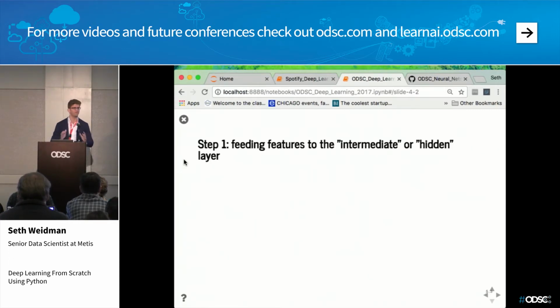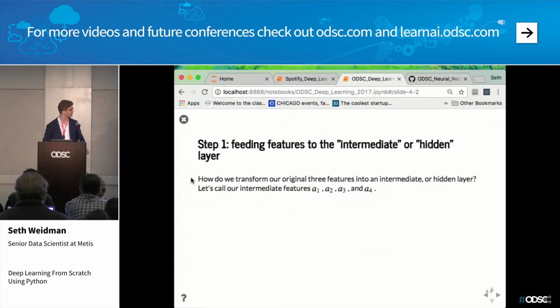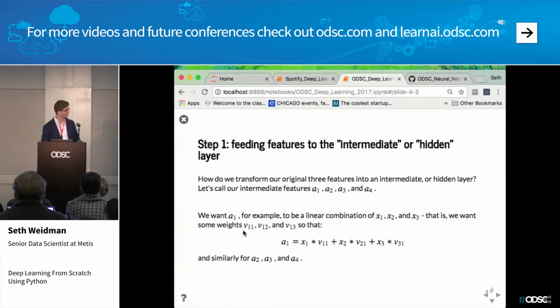Step one, we want to feed our original features, x1, x2, and x3, into this intermediate layer. How do we want to do that? How do we want to transform our original features into some intermediate features? Well, we want 4 intermediate features, and I'll call the steps of this neural net A, B, and C, and then the prediction that we end up making will be P. So the first layer of our neural net has 4 intermediate features, A1, A2, A3, and A4.